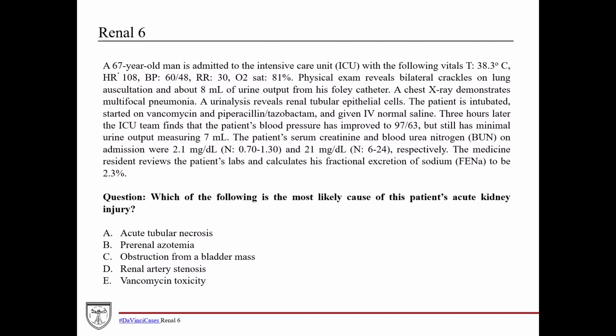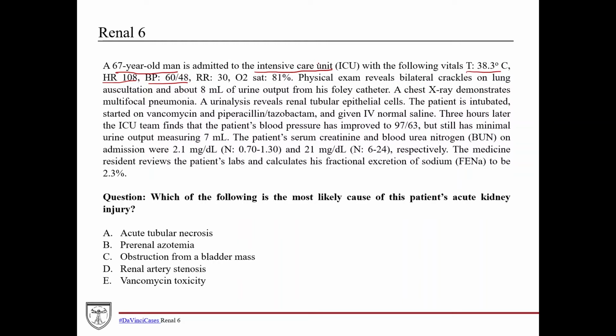Alright, so for this case, we've got a 67-year-old man, so an older man, who is admitted to the intensive care unit, or the ICU, with the following vitals. He has a temperature of 38.3 degrees Celsius, so he's febrile. He has a heart rate of 108, so he's tachycardic, and then his blood pressure is 60/48, so he's severely hypotensive. This is very serious and needs to be dealt with.